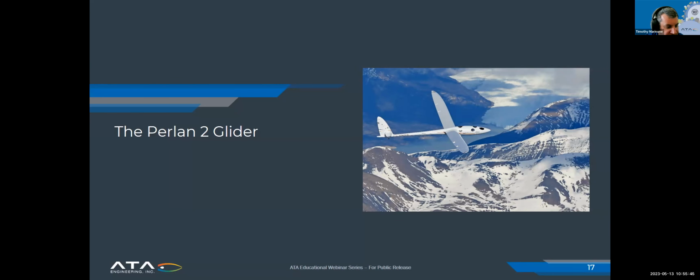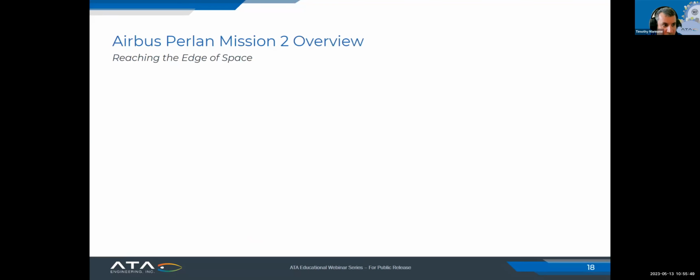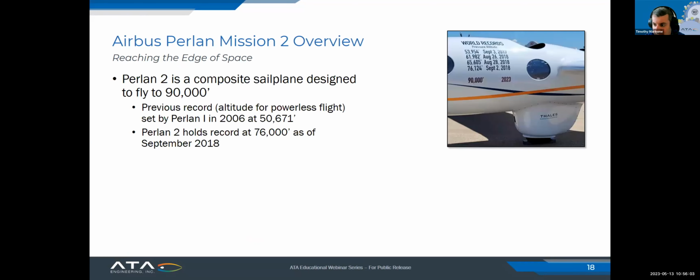So this will be coming from a little bit different perspective than what he presented. But just to recap, for those of you who either didn't see that talk or have forgotten, the Perlan 2 is a composite sailplane designed to fly to 90,000 feet. ATA was not involved in the previous iteration, the Perlan 1 design, but it set a record in 2006 for powerless flight at just about 50,000 feet.